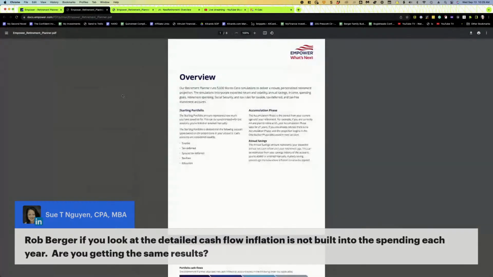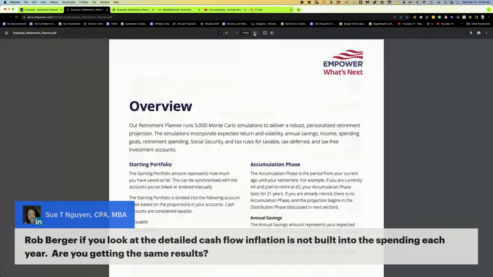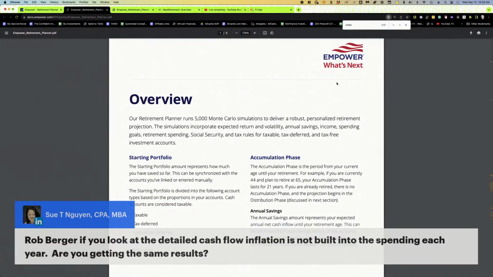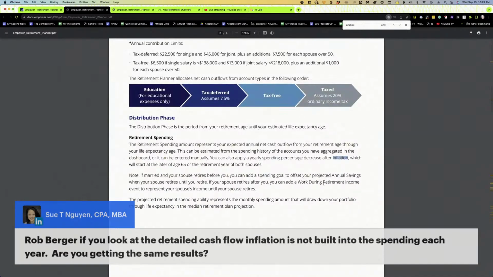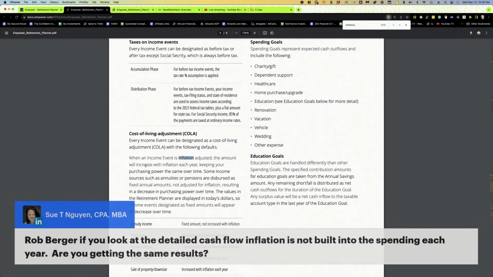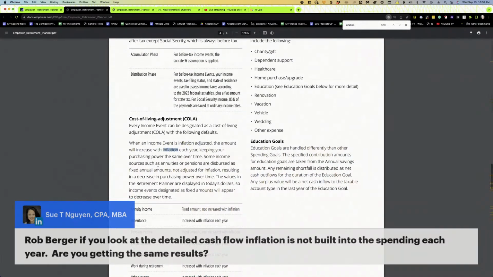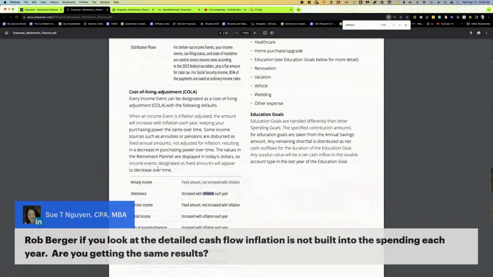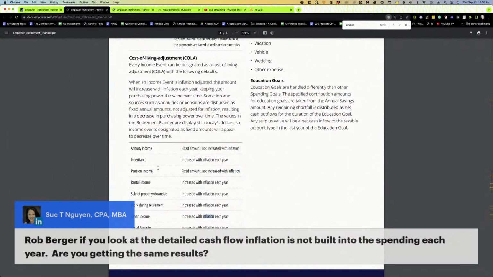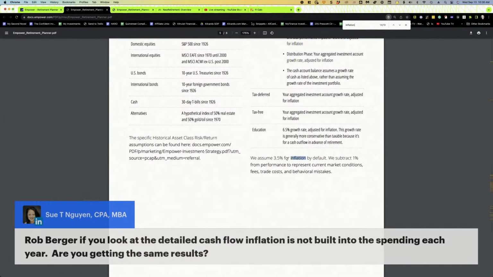Let's just see. I mentioned this paper before. Yes, that's different. That's income. We're looking at expenses. These are all income. We assume 3.5% for inflation by default. We subtract 1% from performance to represent current market conditions.